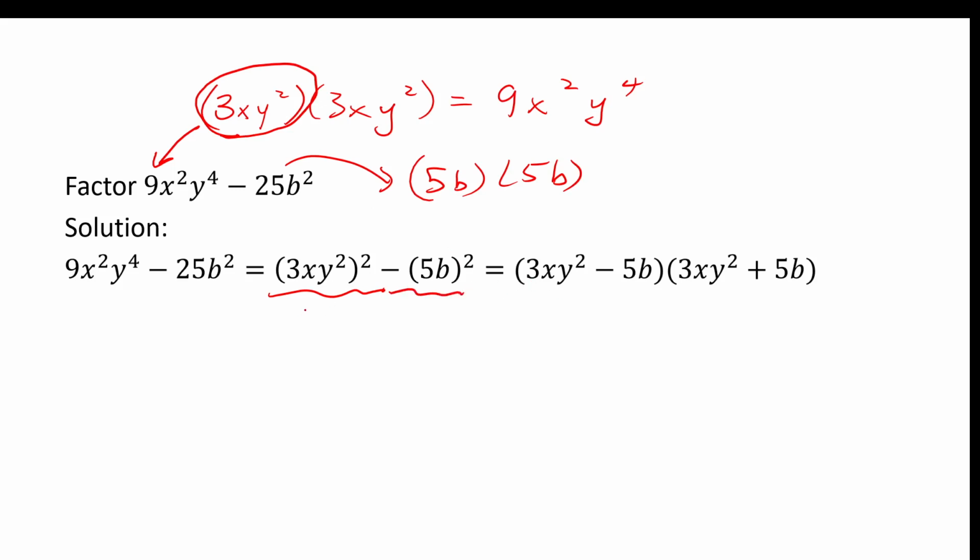And now what we have is a squared minus b squared, where the a is equal to 3xy squared and the b is equal to 5b. So our answer will be a minus b, in other words, 3xy squared minus 5b, and then a plus b, in other words, 3xy squared plus 5b.